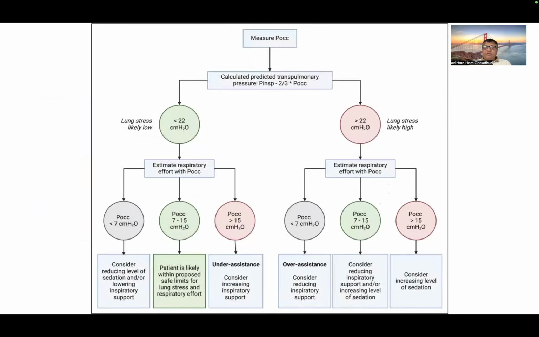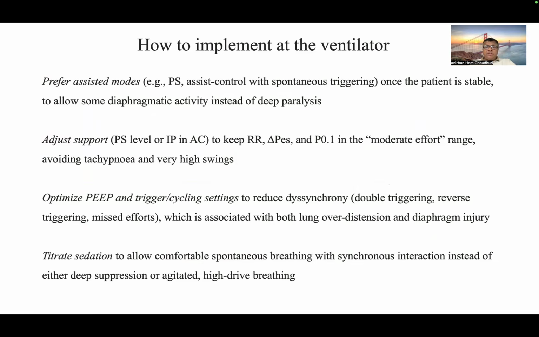If it is between 7 to 15, you have to consider reducing the inspiratory support and or increasing the level of sedation. If it is more than 15, you have to consider increasing level of sedation. Now, this may not appear very simple because we are not always measuring the occlusion pressure, but once we measure the occlusion pressure, then it is possible, because most of these newer ventilators can measure the occlusion pressure. If you measure it, it is possible to see the respiratory effort and see the changes of occlusion pressure with the respiratory effort.